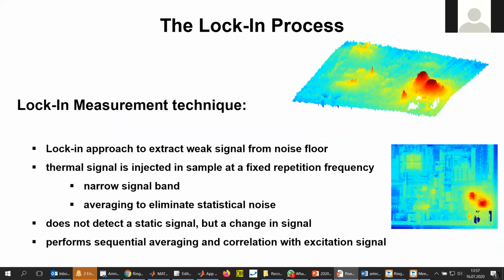The approach is aiming at the extraction of a weak signal from the noise floor. In our case of lock-in thermography, we inject a small thermal signal into the sample at a fixed repetition rate. That provides us with a narrowband signal, and since we repeat the measurement over and over again, the averaging allows us to eliminate statistical noise. So we're not looking at a static signal, but at an alternating signal, which follows our excitation, and we are able to perform sequential averaging and correlation to the excitation signal.